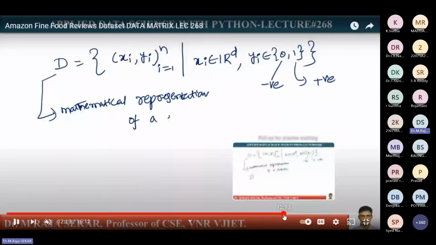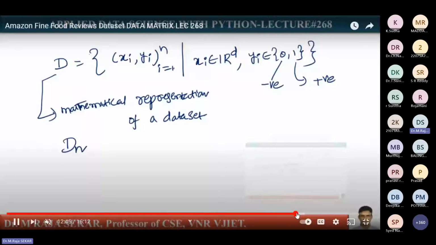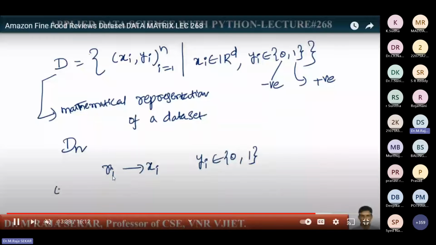First you must understand the data matrix, then you can understand different concepts. Again, maybe I'm repeating: I have review Ri, for which I am constructing xi. For each xi, I will get yi, which may be a positive or negative review. This xi comma yi pair is the training data.